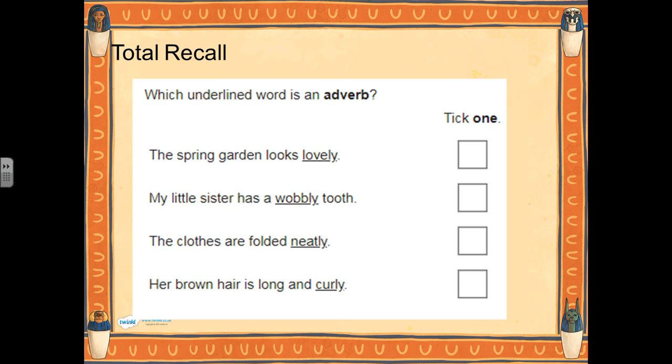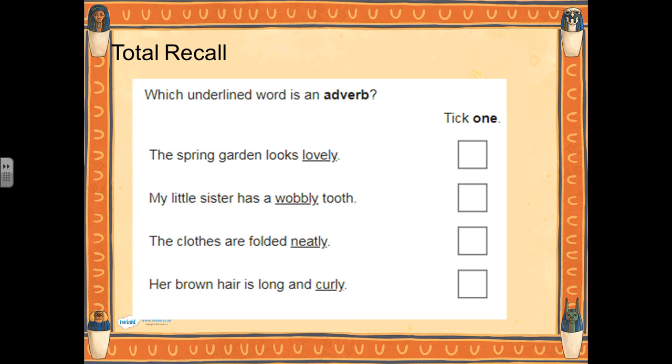The one at the bottom says, her brown hair is long and curly. But again, curly is being used as an adjective because it is describing her brown hair. So the correct answer, well done if you got this right, and you can tick it in your book, is the clothes are folded neatly. The word neatly is an adverb because it describes how the person is folding the clothes. Okay, well done, I'm sure lots of you got that one correct.